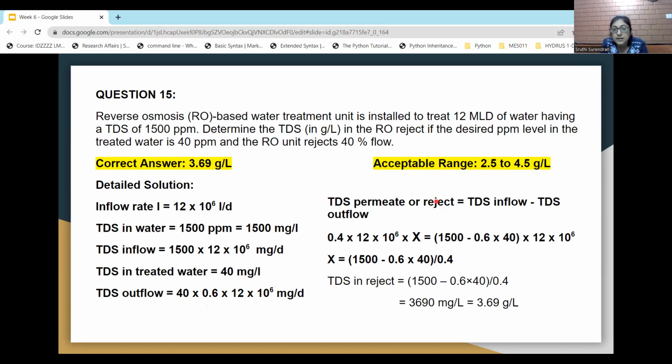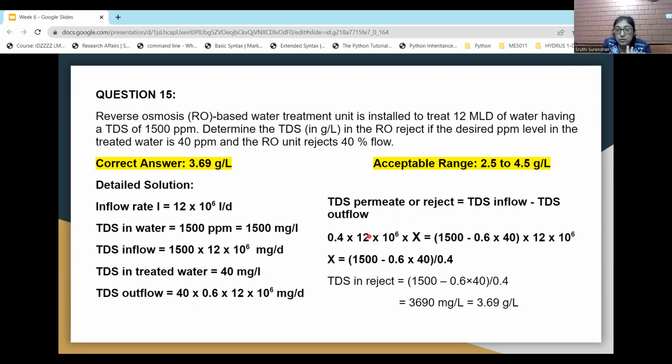Now another quantity that they have given is 40% is in the reject, and they have also given the TDS in milligrams per liter in the rejected water. They have asked us to find out the weight of the TDS in the reject, which is equal to the weight of the TDS in the inflow minus the weight of the TDS in the outflow.